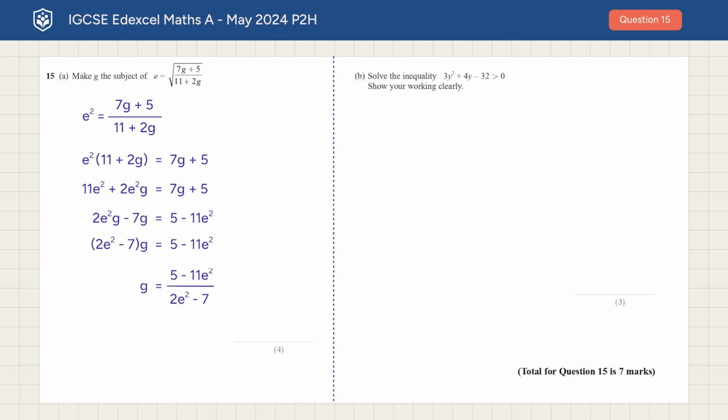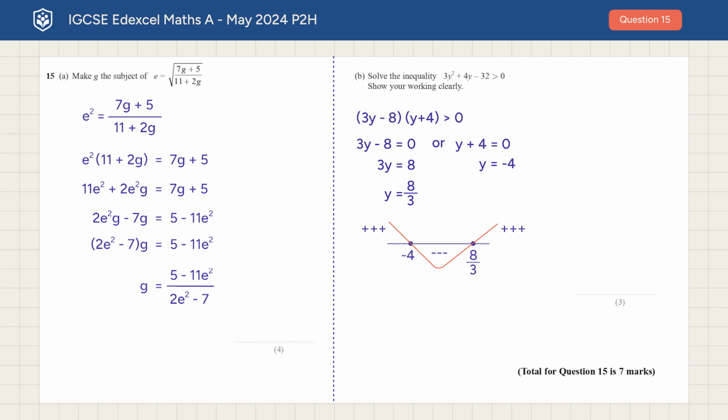Splitting the middle term and factoring by grouping, we get the two brackets. (3y minus 8) times (y plus 4) equals 0. This gives us our two critical values, y equals 8 over 3, which is about 2.67, and y equals negative 4. Now we look at the shape of the graph. Since the coefficient of y squared is positive, the parabola opens upwards. We want the regions where the expression is greater than 0, which means where the curve is above the x-axis. This happens in the two tail regions, to the left of our smaller root and to the right of our larger root. Therefore, the solution to the inequality is y is less than negative 4, or y is greater than 8 over 3.